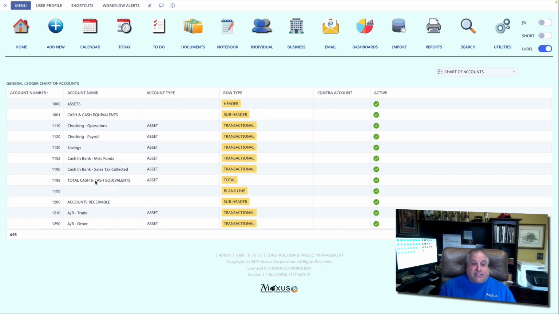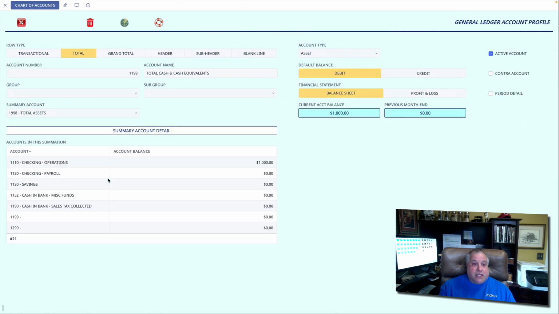When we look at that total account, account 1198, total cash and cash equivalents, we see all of the accounts that roll up to this summary detail. So this current account balance of $1,000 in our total cash and cash equivalents account is the sum total of accounts 1110, 1120, 1130, all of these 1100 accounts, and we know that our 1100 accounts are our cash and cash equivalents accounts. So now we have detail here and summary here.